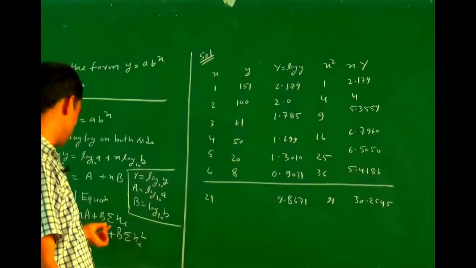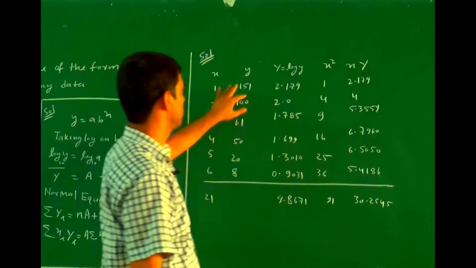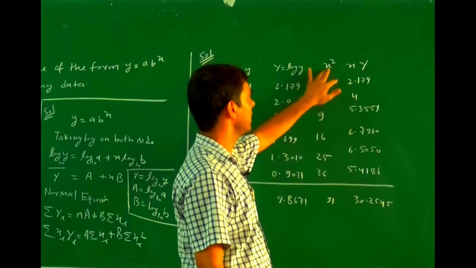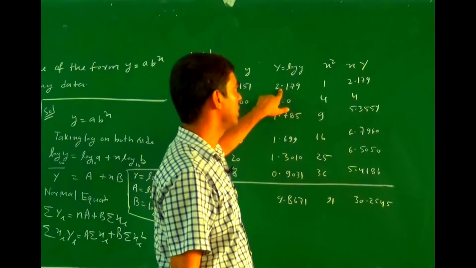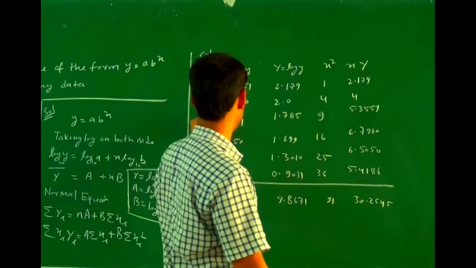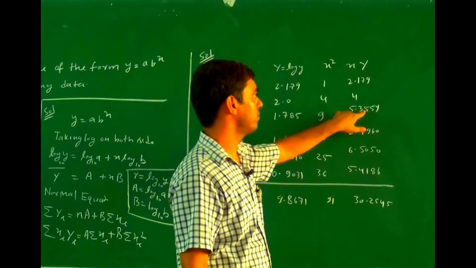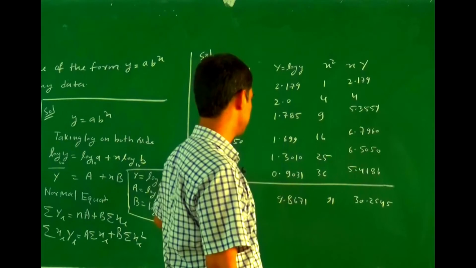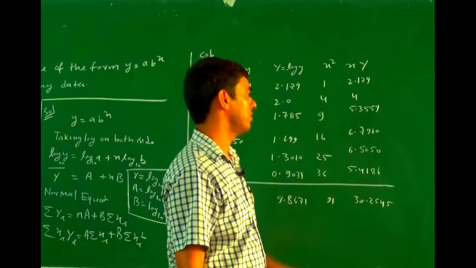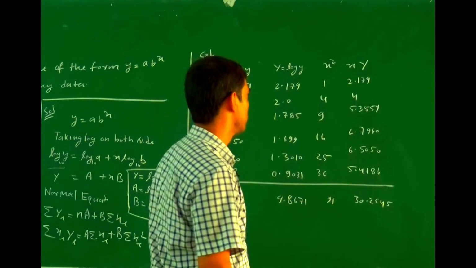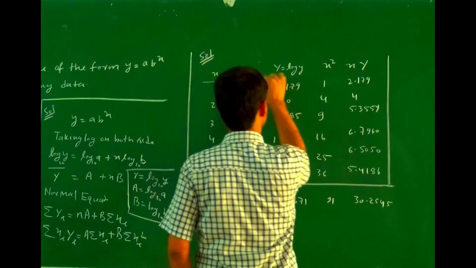Next, there is a need for the summation of xi, and the summation of xi yi. So we multiply small x and capital Y. 1 multiplied by 2.179 becomes 2.179. 2 times 2 becomes 4. 3 multiplied by 1.785 becomes 5.3559. Similarly, 6 multiplied by 0.9031 gives 5.4186.